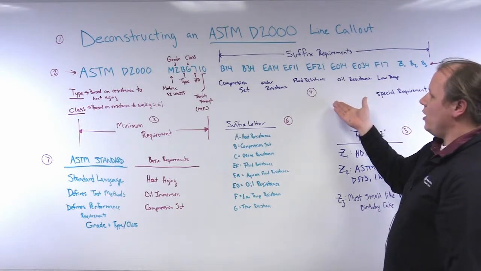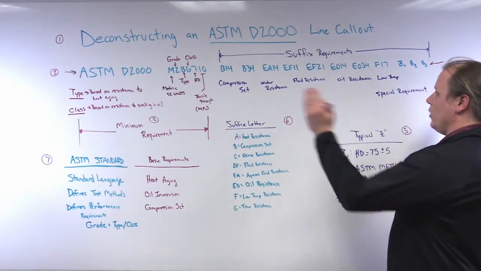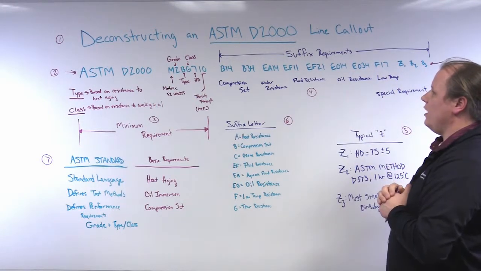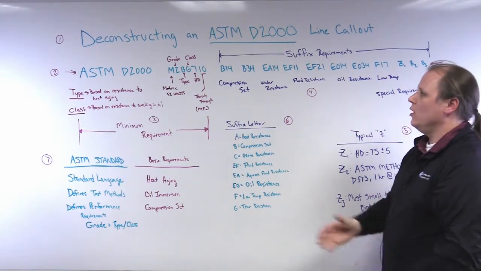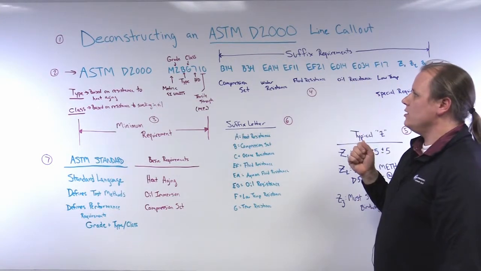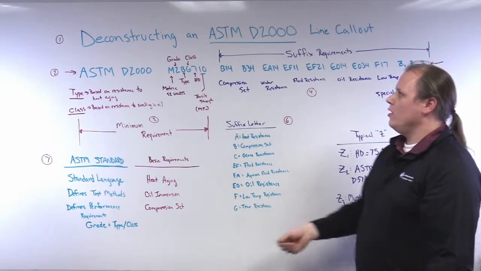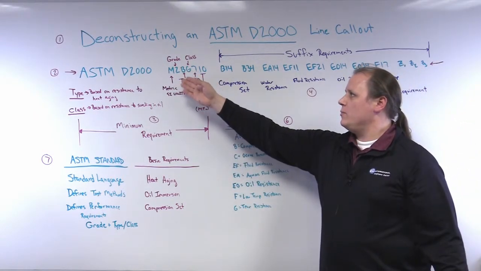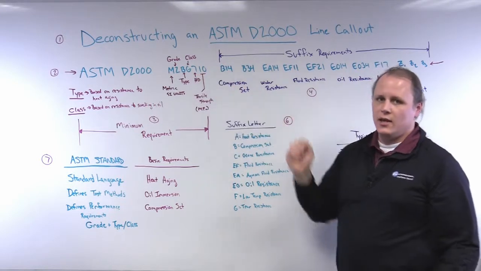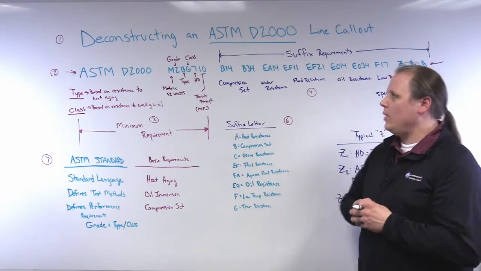As you can see in the line callout, the greatest portion is actually suffix requirements. What I have written on the board here is the longest standard line callout that you could come up with for an M2 BG 710 material. And this is a nitrile compound.